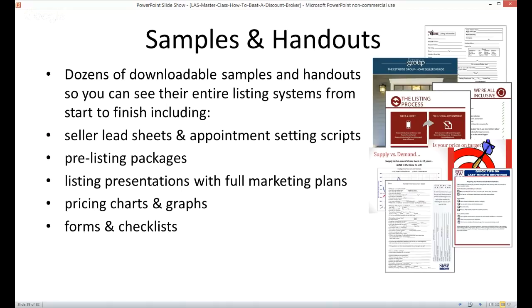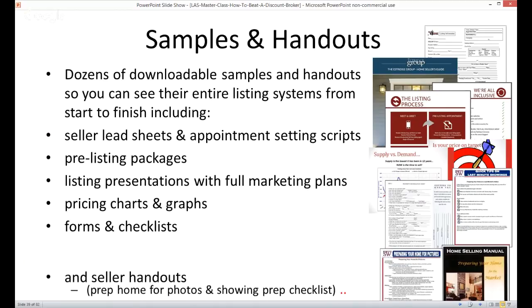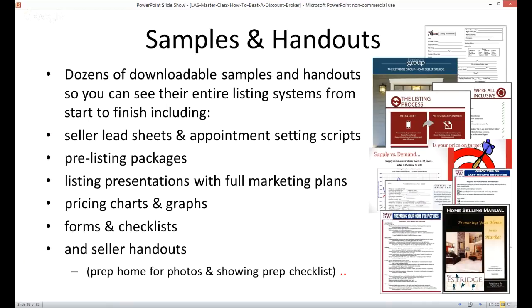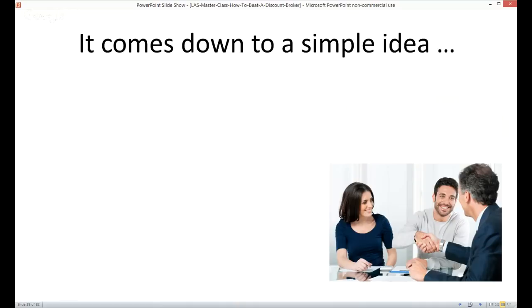You get forms and checklists to make sure that you're following along, collecting all the correct information, and following a system to get you to the end of the transaction smoothly. And seller handouts. What do you give them at the end so they're prepared for the next step? It's like preparing the home for photos or a quick checklist for how to do a quick showing. If they have to get out of the house in 10 minutes, what are the most important things that they should do? Those types of things are in there as well.